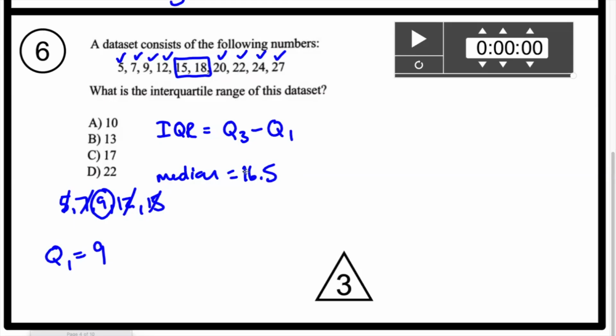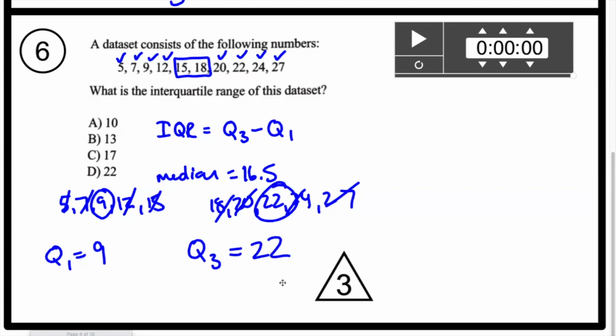Then I take all the data after the median. So that's 18, 20, 22, 24, 27. And I find the median of that. The median of all the data after the median is Q3. So again, just a little cross out, and I'm left with 22. So 22 is what's called Q3 or the 75th percentile.